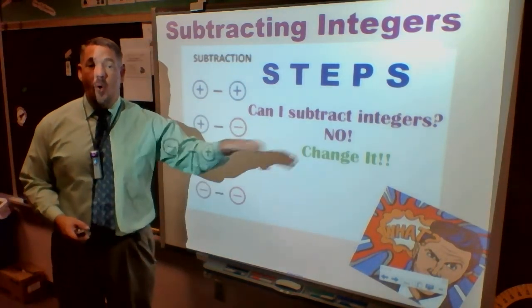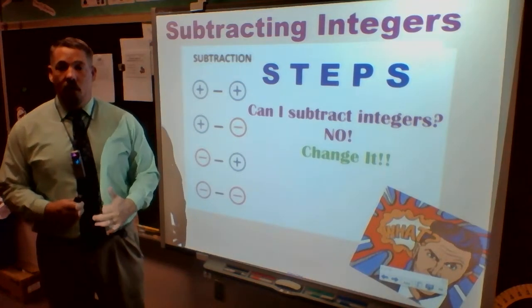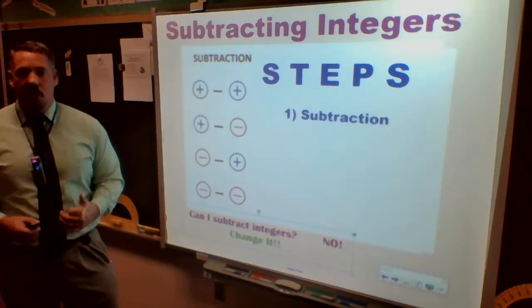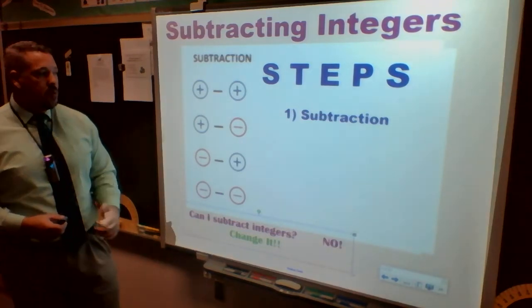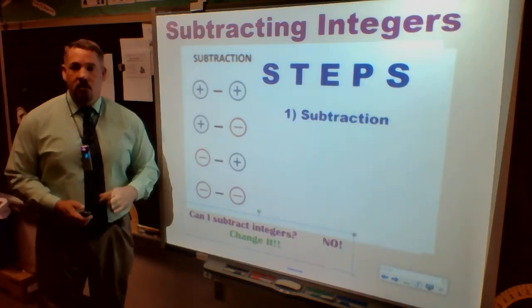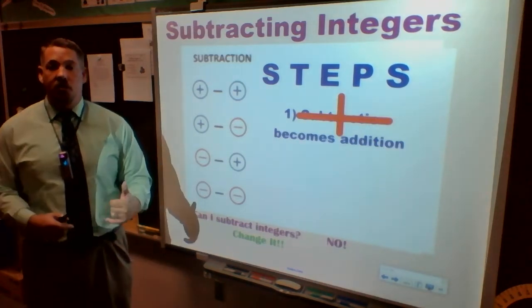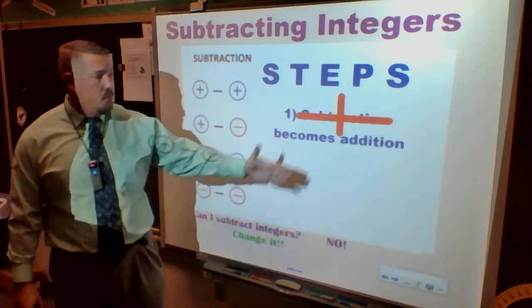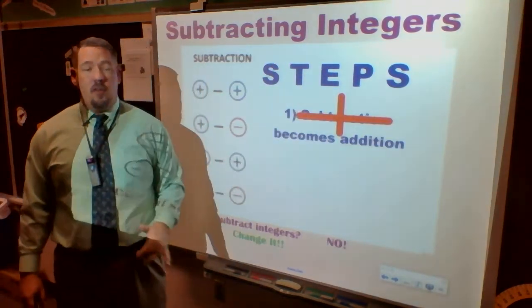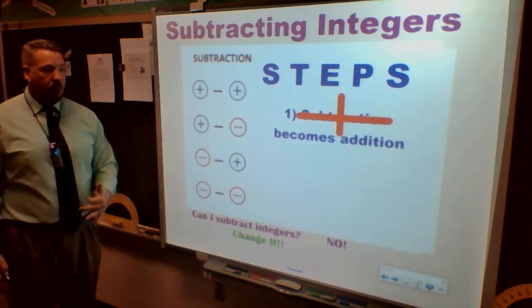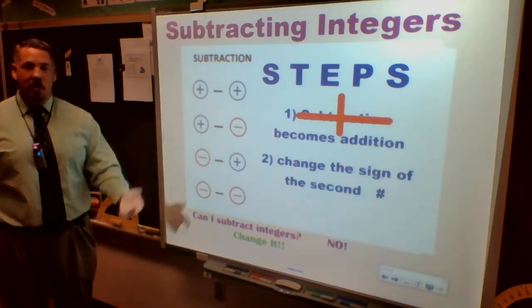My first step is asking, can I subtract integers? And we just said, no, I can't do it. So what am I going to do? I'm going to change it. 2 basic steps to doing these problems. My subtraction sign in the center is going to become addition. So when I have the big black subtraction sign on the problem, I just make a vertical line and make it an addition problem.